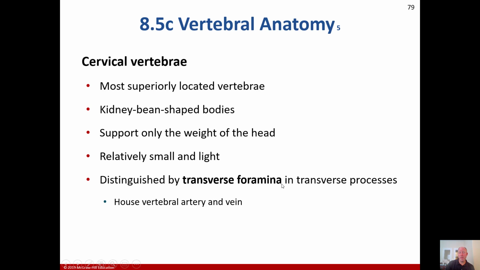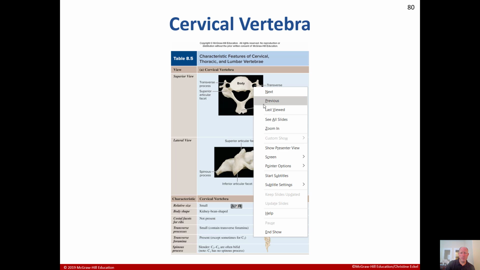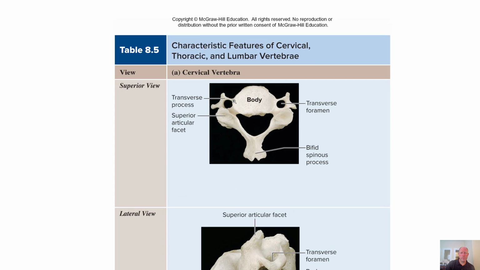Distinguished by the transverse foramina in the transverse processes. They house the vertebral artery and vein. And looking at this here, these are characteristics of our cervical vertebrae, compared to the thoracic and lumbar vertebrae. So here's our transverse process. Here's where it's supposed to look like a happy fish, the superior view of the cervical vertebrae here.